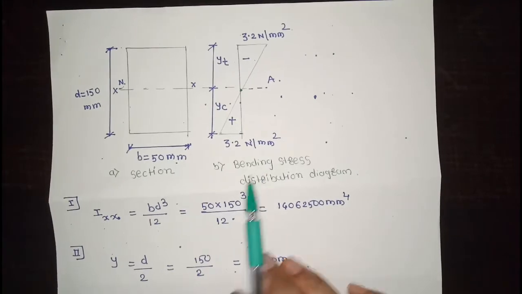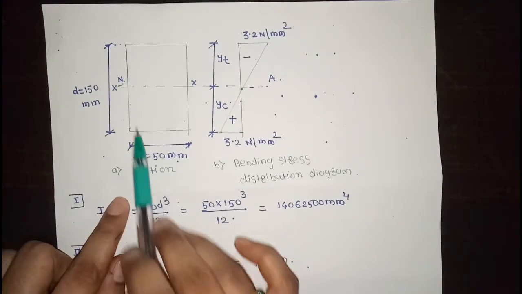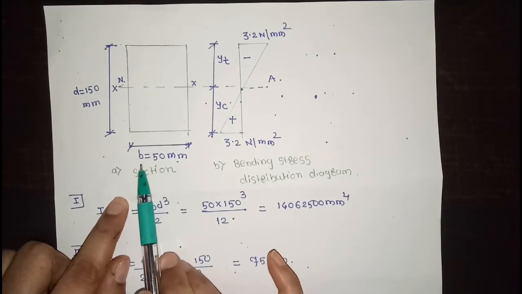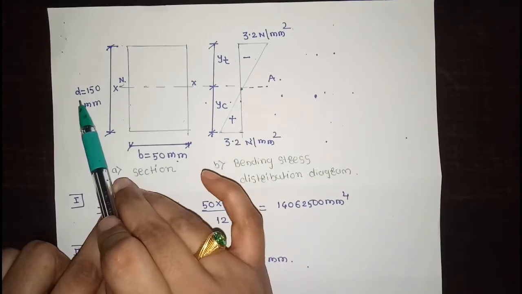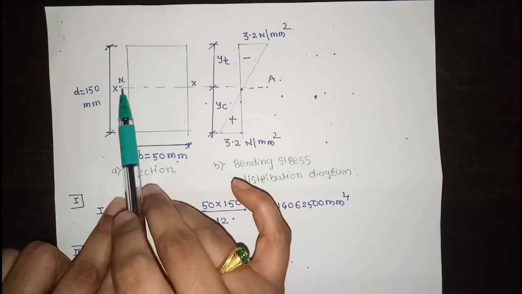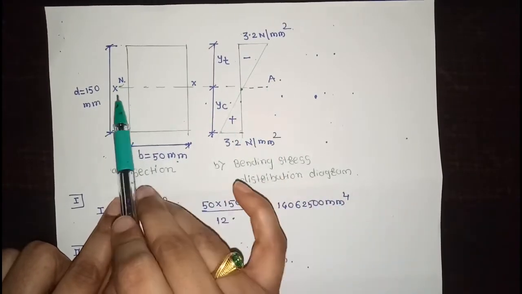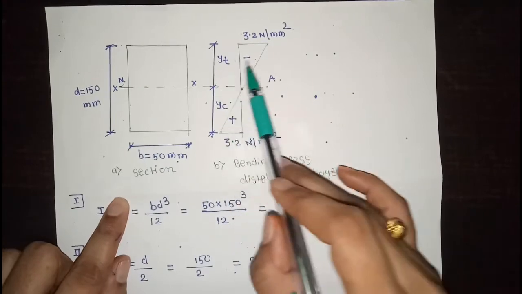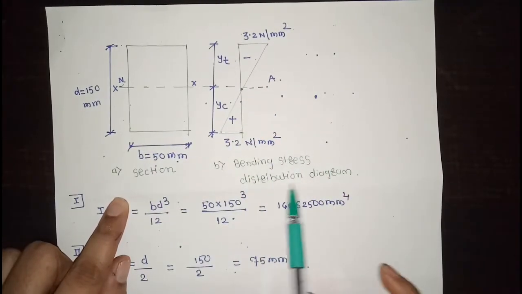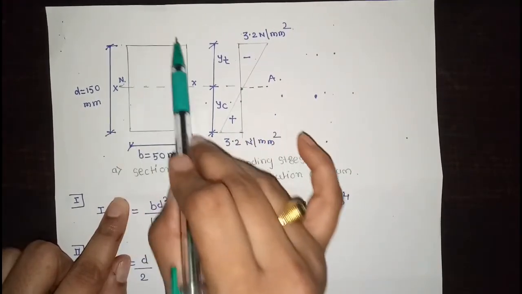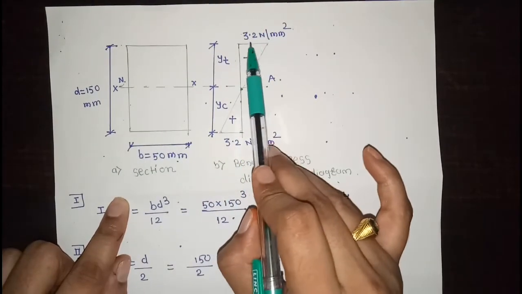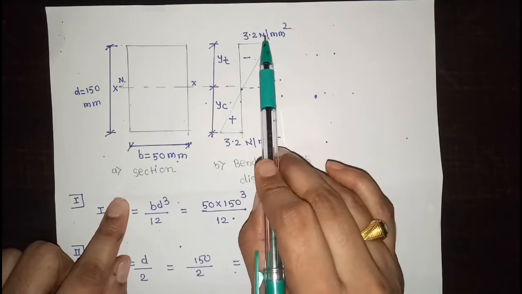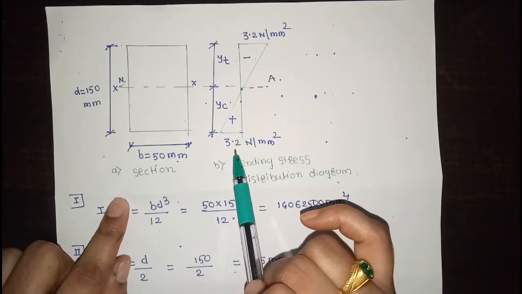So in the given question, the section is a rectangular section having B is equal to 50 mm and D is equal to 150 mm. This is the neutral axis, and calculate Ix about the neutral axis. So the bending stress distribution diagram for a symmetrical section is sigma C is equal to sigma T, means stress in compression is equal to stress in tension.